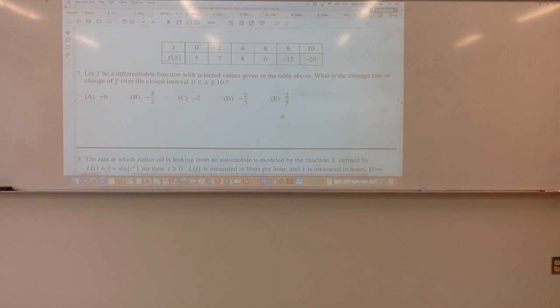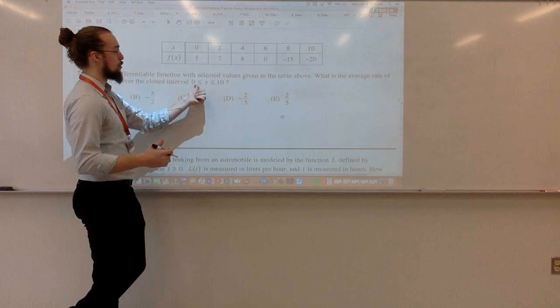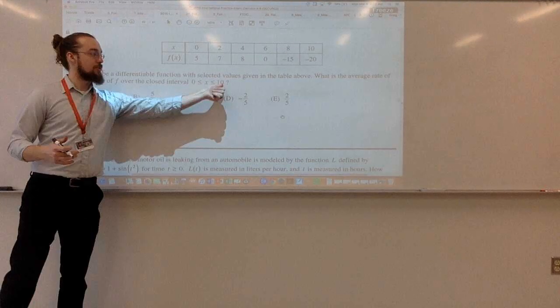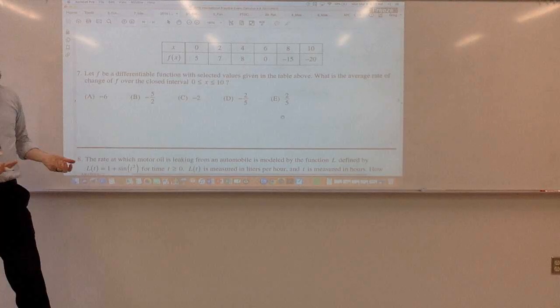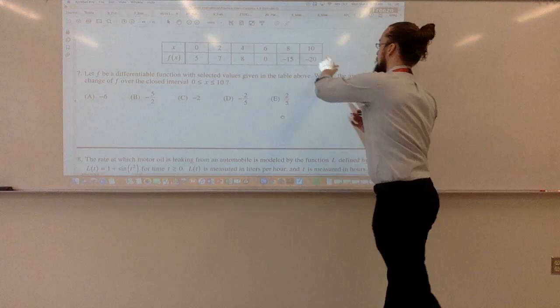Alright, for this AP question, average rate of change on the closed interval. Average rate of change just means the slope between two points, and they tell us what two points to use, right? X is 0 and X is 10. So I'm just finding the slope between this point and this point.